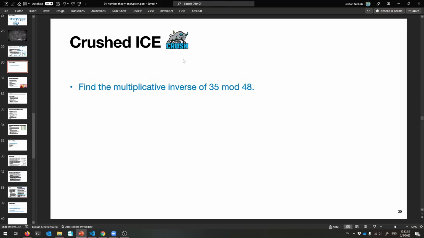Okay? So let's see here. Let's just spell that out. That is, find some number s such that 35 times s mod 48 is equal to 1. Okay? That's what we want to find. So the first thing we do is GCD. Okay? This better end up being 1, otherwise it's impossible.